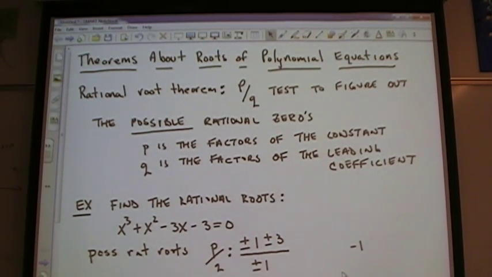Somebody read that to me. X cubed plus x squared minus 3x minus 3. And hit graph to get an idea of what the graph looks like. And you should get this.